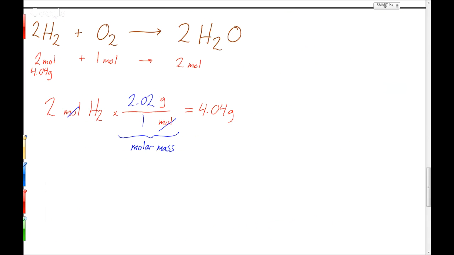But let's just say we can measure it. Let's pretend we have a magical scale that we can measure the hydrogen on. But it's a good point. Yeah, you can't really measure hydrogen.